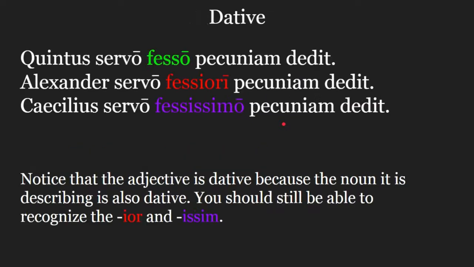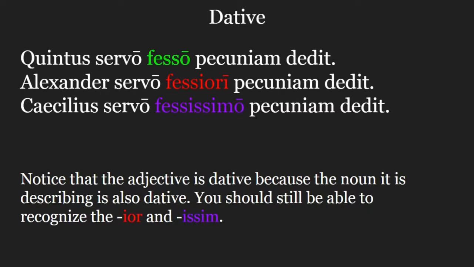Let's try something else. Let's try it in the dative. Datives are receiving objects. So let's now describe a noun that's receiving something with adjectives. Quintus servo fesso pecuniam dedit. Quintus gave money to the tired slave.